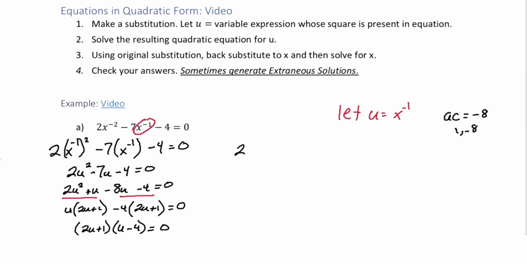Set each of those factors equal to 0. 2u plus 1 equals 0, and u minus 4 equals 0. Solving the equation on the left will give us u equals negative 1/2. Solving the equation on the right gives us u equals 4. So we found out what u is, but keep in mind the original equation is in terms of x. We need to figure out what x is. We can do that by back substituting. We said that u is x to the negative 1, so replace u with x to the negative 1.